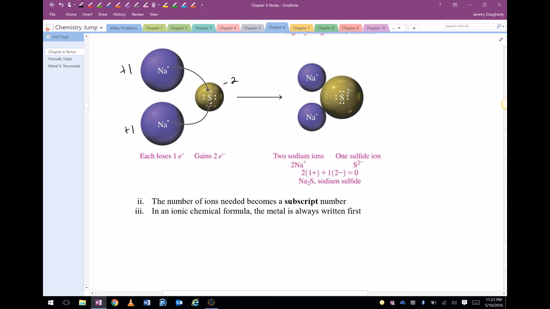So the number of ions that we need, that's what becomes the subscript in an ionic compound. And then last little bit, in an ionic chemical formula, the metal is always written first.